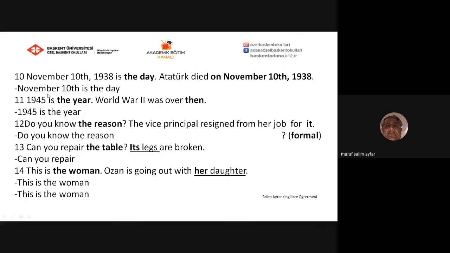So, November 10th is the day. Which day is that? 1945 is the year. Which year? Do you know the reason? Which reason? Can you repair the table? Which table? This is the woman. Which woman? 2 ways, 2 explanations or definitions I need.